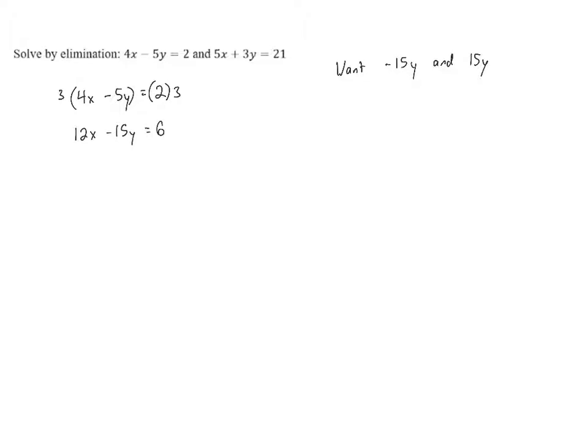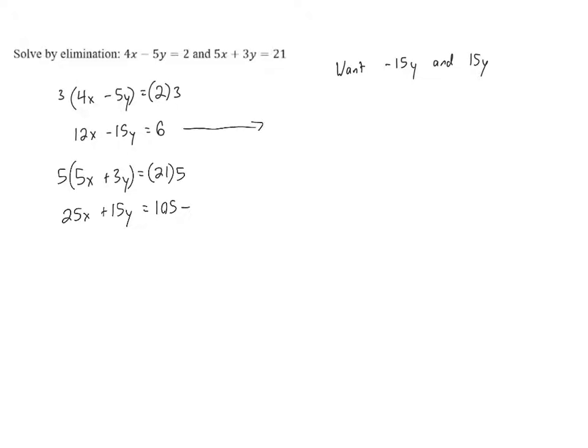6. Now on the second one, we have 5x plus 3y equals 21. We've got the negative 15y in the other one, so we're going to want to make this one be a positive 15y, and we can turn 3y into 15y by multiplying both sides by 5. When we distribute the 5 on the left, we end up with 25x plus 15y. And when we multiply the right-hand side by 5, 21 times 5 is 105.